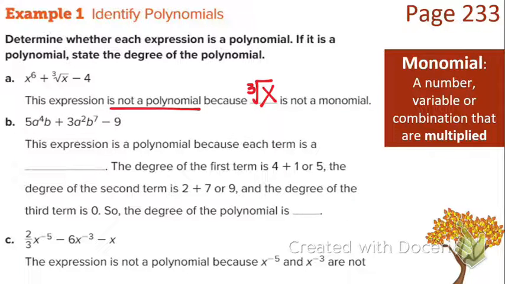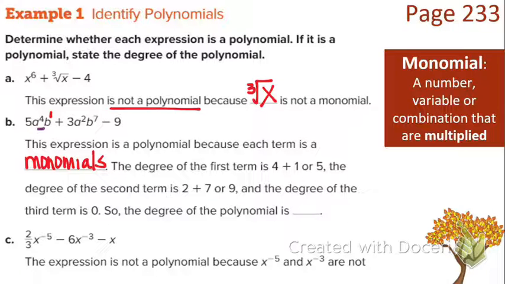Do we see any of those red lights? Go ahead and look at question B and see if you see any of those red lights. Nope. Okay, so in order to find the degree, each term is a monomial. We didn't have any red lights, so that means that each one of these terms is a monomial. To find the degree of this monomial, you're going to add together. It says the degree of the first term is 4 plus 1 or 5. So where did they get that 1? Because 1 is the exponent of b.